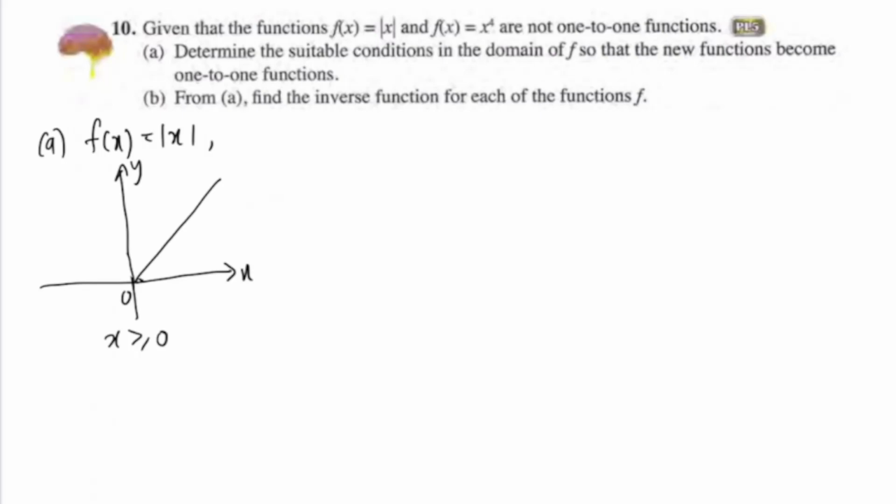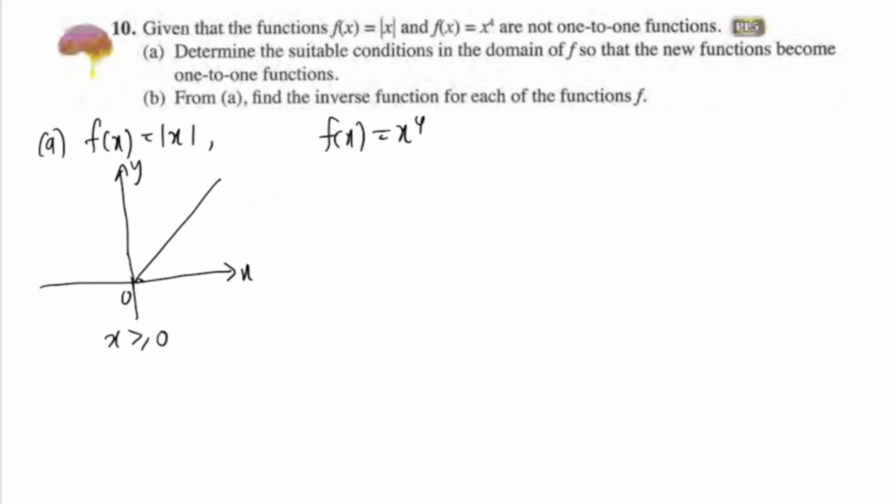So this is now a one-to-one. By restricting the domain, by trimming off the left-hand side, this function is valid for the domain x greater than or equal to 0, then it will become one-to-one. Now the same goes for y = f(x) = x^4.